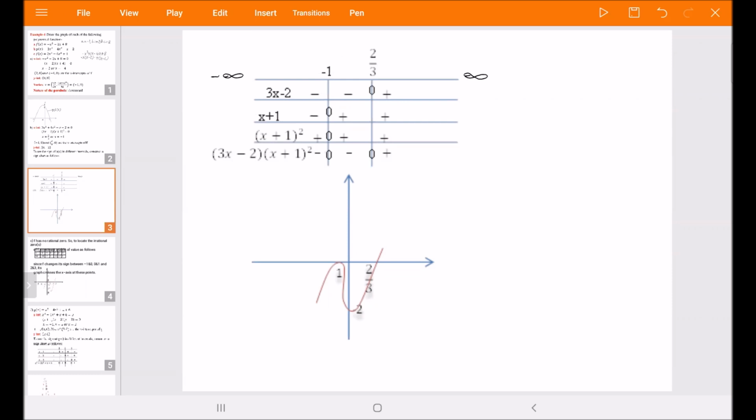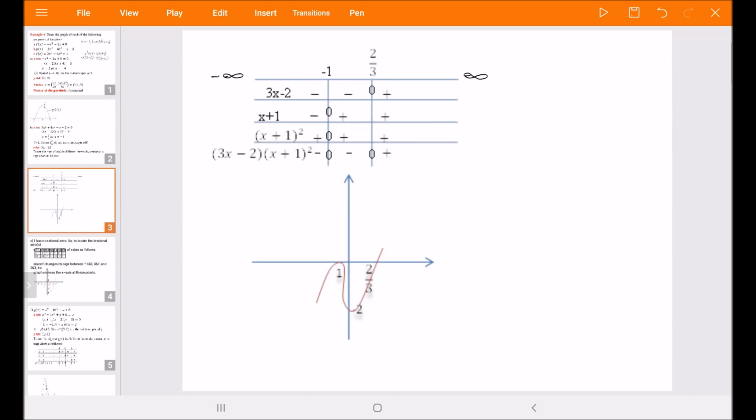At x is equal to -1, already it is identified, and p of x is 0. At x is equal to 2 over 3, it is 0. Then between -1 and 2 over 3, because 3x minus 2 is negative and x plus 1 the whole square is positive, the product of negative and positive is negative. And finally, in the interval 2 over 3 up to positive infinity, the sign of 3x minus 2 is positive, the sign of x plus 1 the whole square is positive, and the product of positive and positive is positive.